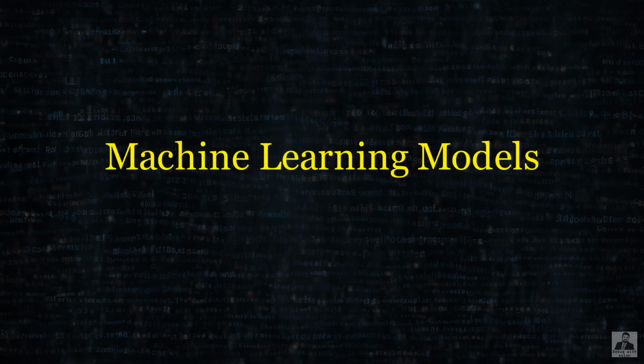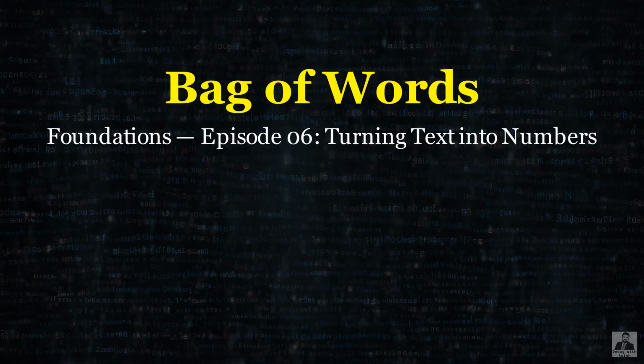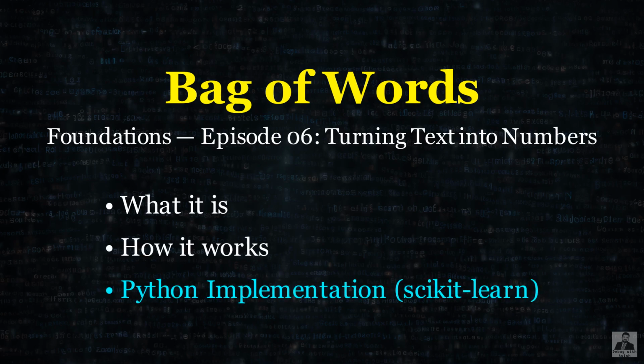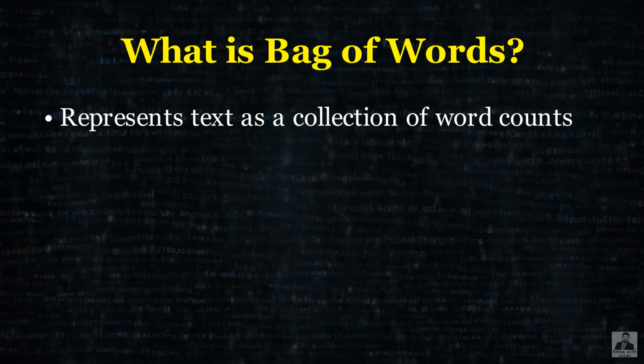Machine learning models cannot read words. They only understand numbers. Bag of words is the simplest and most foundational technique to bridge that gap. In this episode, we go line by line through what it is, how it works, and how to implement it in Python using scikit-learn. Bag of words represents a piece of text as a collection of word counts.